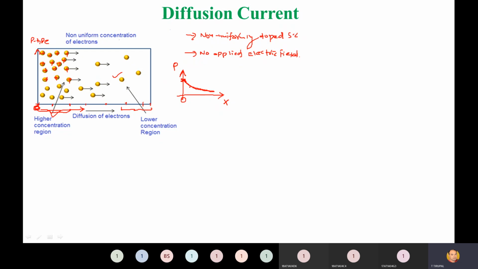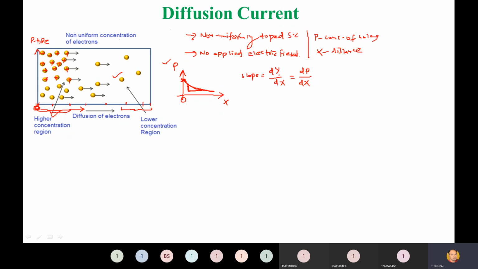Diffusion current. Now you can take the slope of this graph. This is the y-axis and this is the x-axis. Slope is always given by dy by dx. But the term we are taking on the y-axis is holes. So the slope can be written as dp by dx, where p is the concentration of holes and x is a distance.